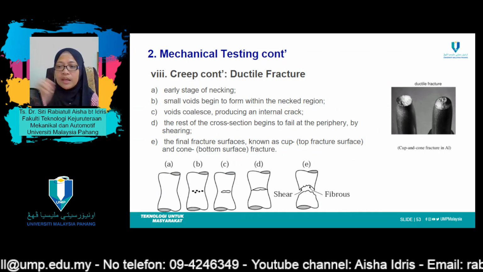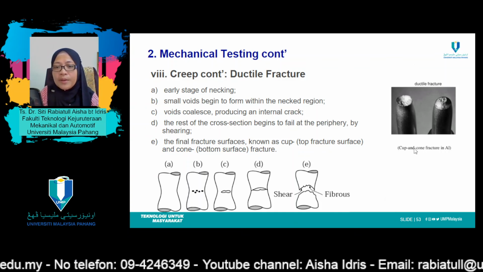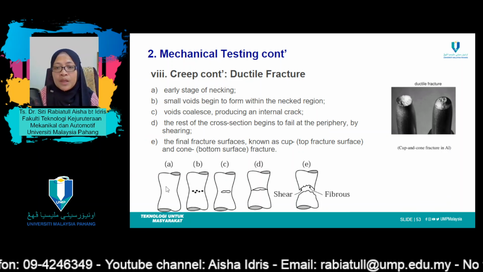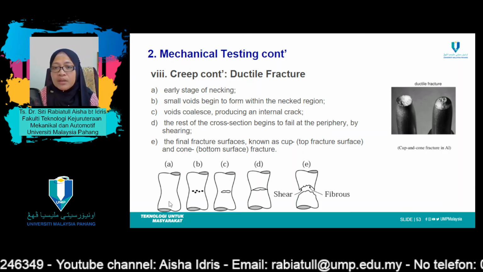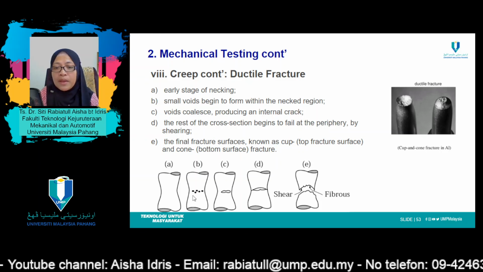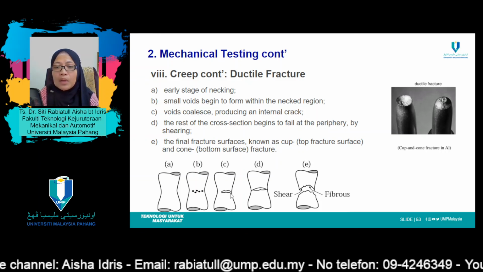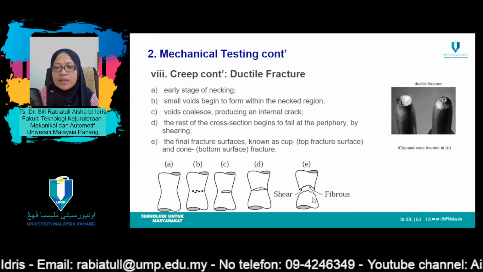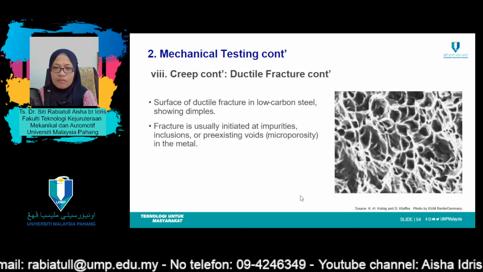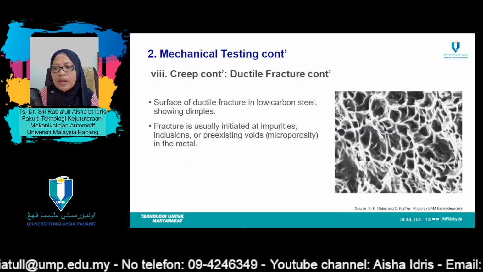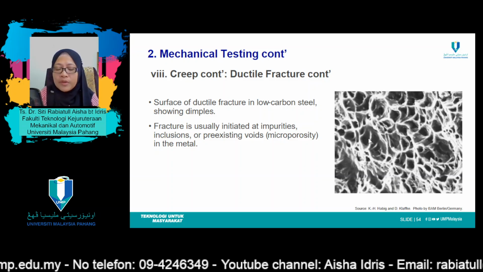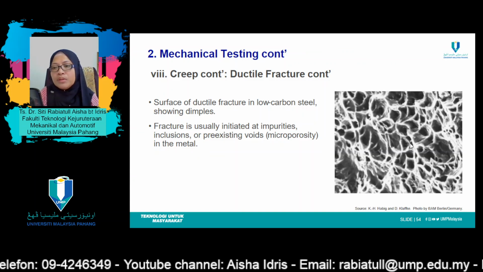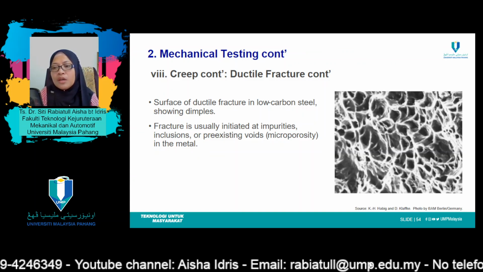This is an example of ductile fracture. So this is how it occurs. Firstly, it starts to have necking at the specimen, then voids begin to form at the necking area. After that, they combine with each other, producing an internal crack. After that, it starts to rupture. And this one is the surface topography for a ductile fracture. You can see a dimple shape on the texture.